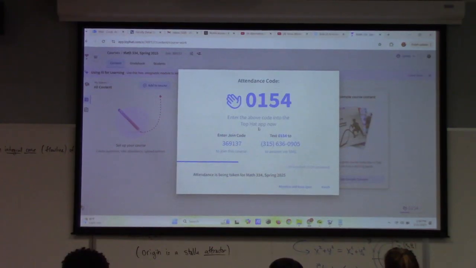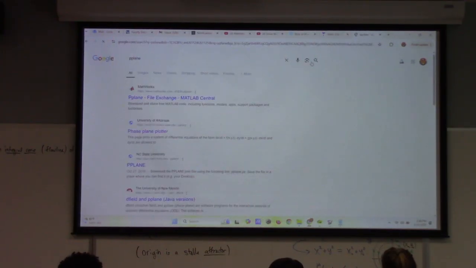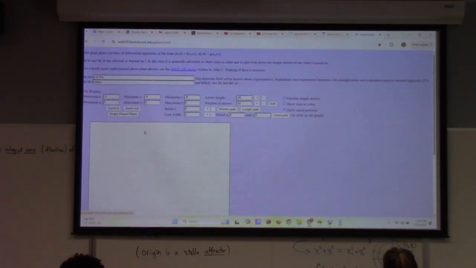Let me see if I can find us our exciting p-plane. I like the one that's hosted by the University of Arkansas here. There are various websites. All right, so you guys are going to have to help me out.